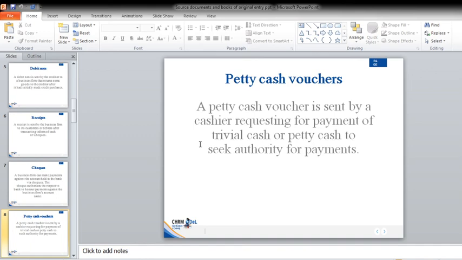In that particular case, the business can prepare a document we call the petty cash voucher. A petty cash voucher is simply a document that is prepared by the petty cashier who is in charge of the petty cash, and then the person who receives that amount of money is compelled to sign so that that particular amount can be accounted for.